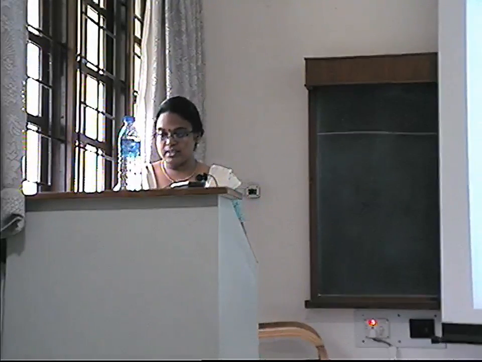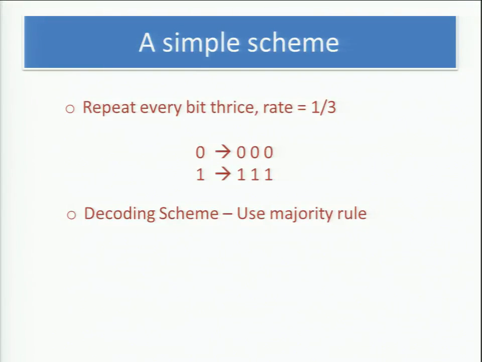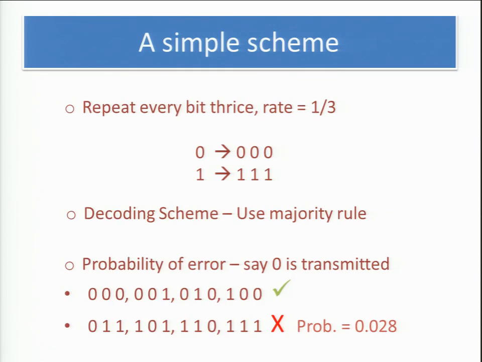So the simple scheme is to use repetition, and the reason I have written 3 is that there's a clear majority. If 0 is repeated 3 times and sent, or 1 is repeated 3 times and sent, and any one bit you got 2 times, you will say that is the bit which has been transmitted. So this is the decoding scheme. The decoding scheme is just a majority rule. This basically applies for odd lengths, but that is just a technicality.